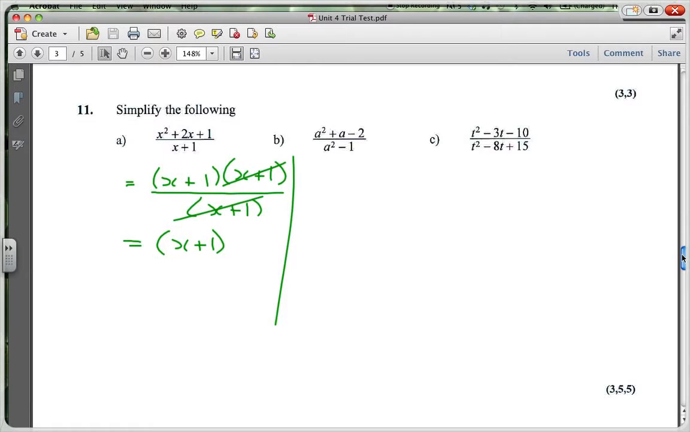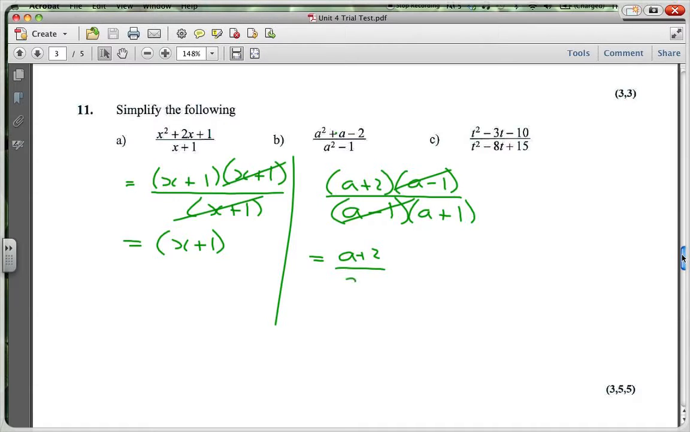Same thing here. Think of two numbers that multiply together to equal negative 2 and add together to equal 1. That is going to be plus 2 and minus 1. That will be the factors of that. The bottom one is a difference of two squares, a minus 1, a plus 1. And our a minus 1s cancel, and you're left with a plus 2 over a plus 1. Just remember, you can't go any further. That's as far as you can go. You can't cancel out these a's because that a plus 1 is dividing into both the a and the 2.